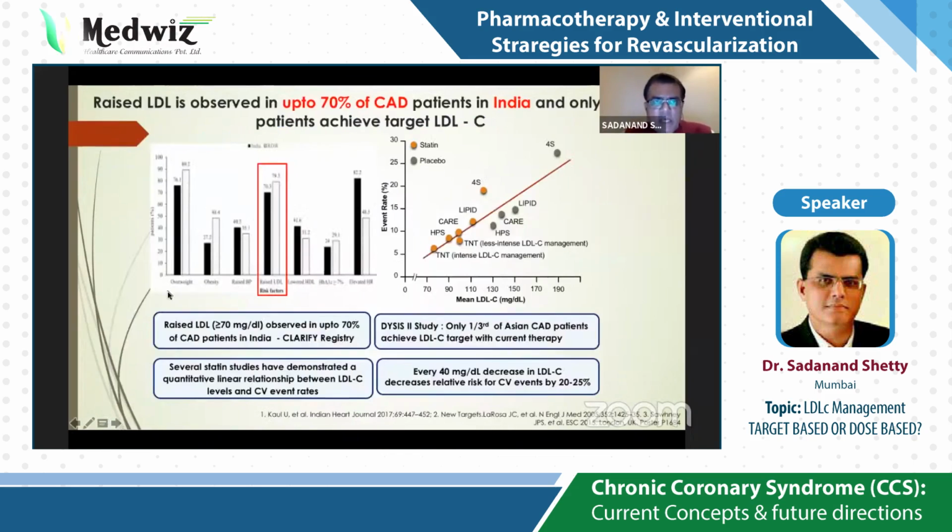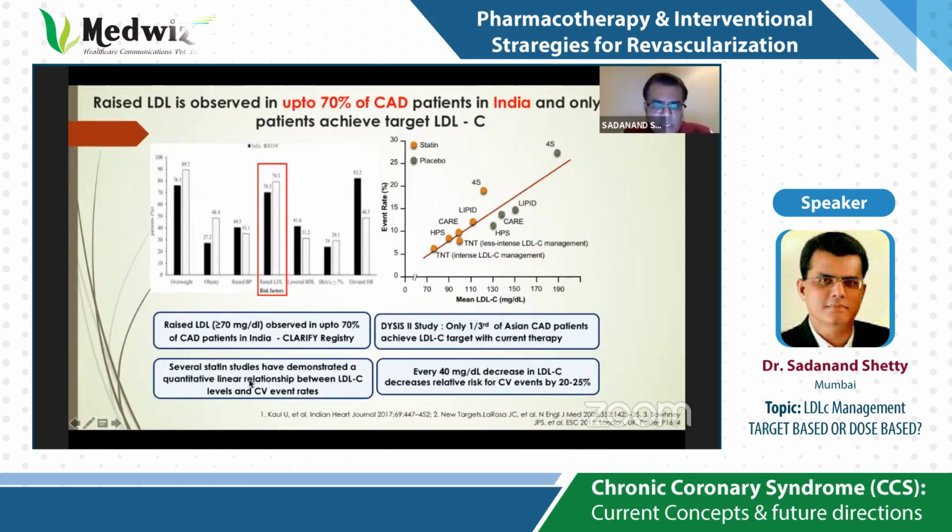Now, raised LDL is observed in up to 70% of CAD patients in India, as shown in the CLARIFY registry, which is quite an old registry. And almost one third of patients only achieve the target LDLC, as shown by the DICE study. And we know that every 40 milligram reduction in LDLC reduces CV events by about 20 to 25%.